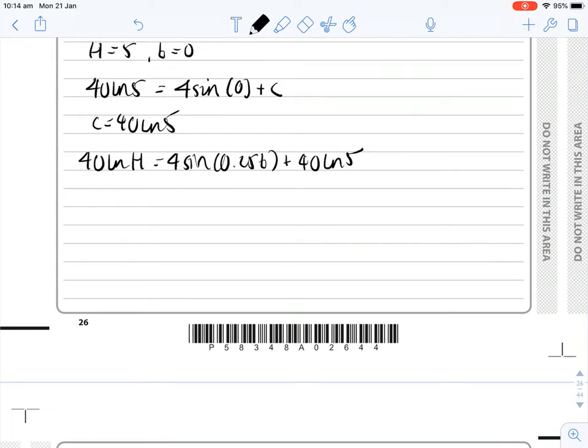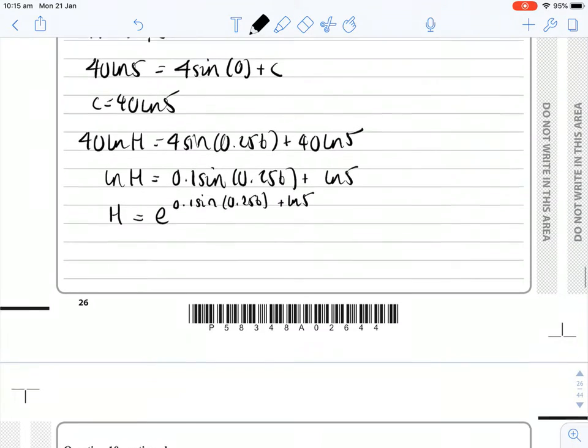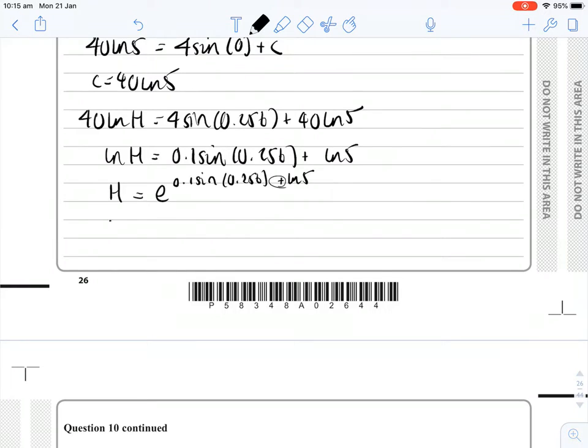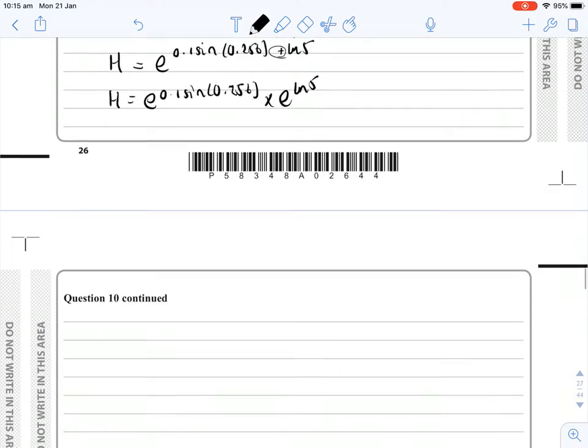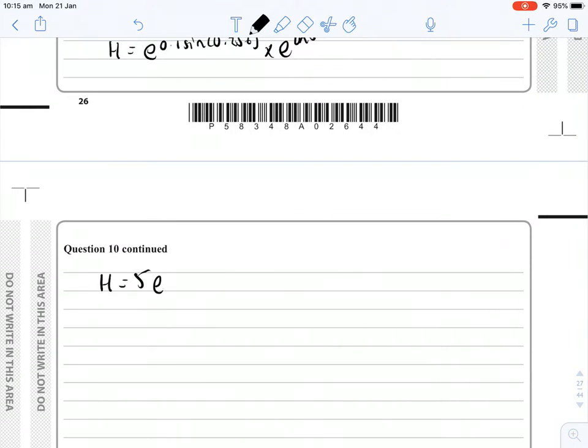We now need to get it in the format that we want. So we're going to divide by 40, which leaves us with ln h is equal to 0.1 sin 0.25t add ln 5. We're now going to take exponentials of both sides. So we're going to have h is equal to e to the 0.1 sin 0.25t add ln 5. And because we've got an add in our power here, this is the same as saying h is equal to e to the 0.1 sin 0.25t times e to the ln 5. The e and the ln cancel out. So we've got h is equal to 5e to the 0.1 sin 0.25t, as shown in the question.